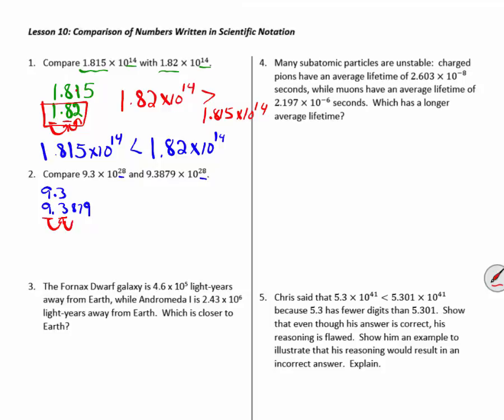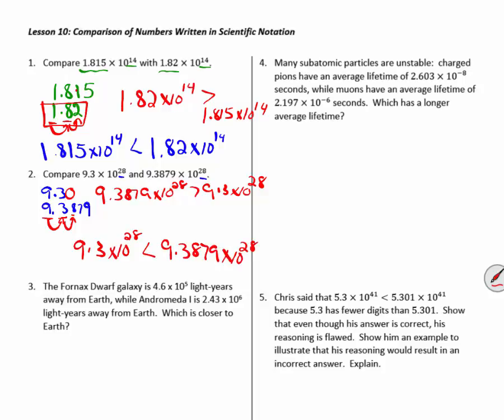They both have a 3, so I have to check over here. Well, this has an 8. This doesn't have anything, which means it's a 0. Well, 8 is bigger than 0. So that means 9.3879 times 10 to the 28th is greater than 9.3 times 10 to the 28th. Again, you could have written it the other way. You could have said that 9.3 times 10 to the 28th is less than 9.3879 times 10 to the 28th. Either way is going to work.